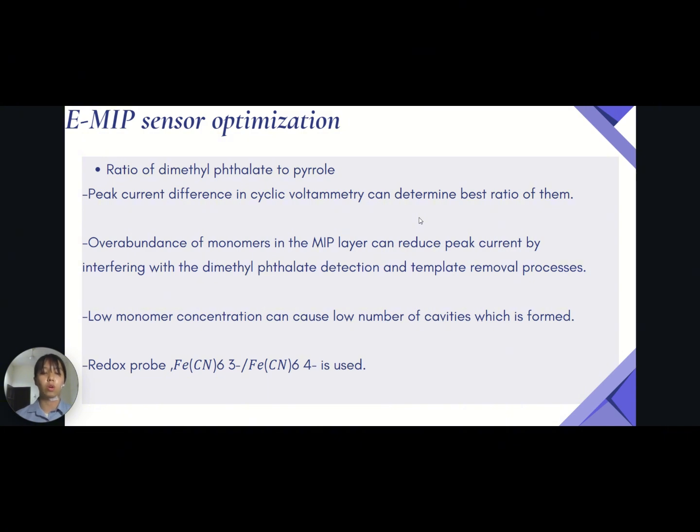The low monomer concentration will cause a low number of cavities to be formed. Therefore, our redox probe, which is the potassium ferrocyanide, cannot enter the cavity. Therefore, it cannot be detected by the electrode. So we have the lower current difference.